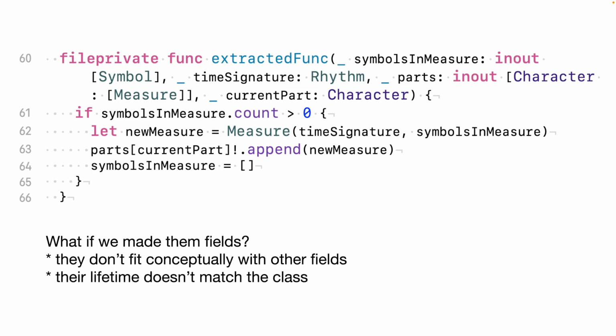If I made them fields, they don't really fit with the other fields. The other fields are gathering data, and their lifetime doesn't match the class. I care about these values only when I'm doing the tune building part that makes the measures. And I don't care about them when I'm gathering data early. So it's got a bit of a clash. So what will we do?